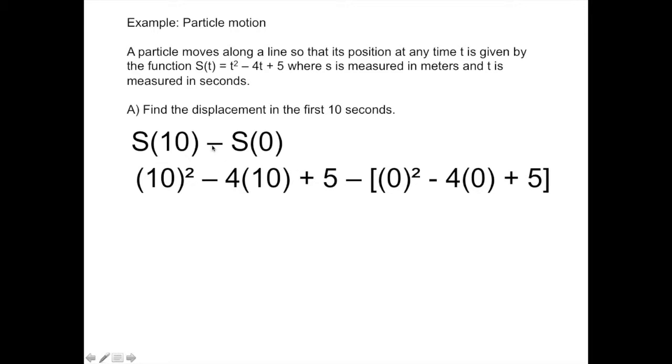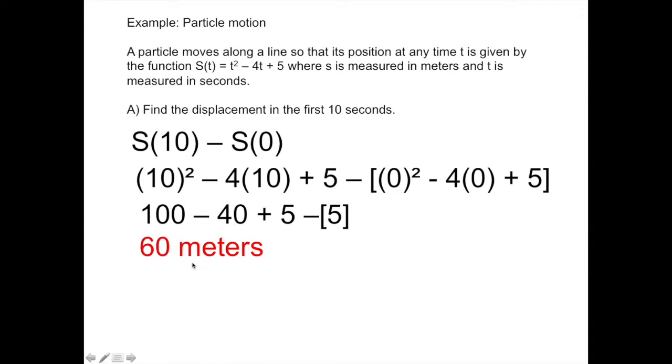So when we plug 10 into the position function, we get 10 squared minus 4 times 10 plus 5. When we plug 0 into the position function, we get 0 squared minus 4 times 0 plus 5. And when we do that math, this is going to be 65, and this is going to be 5. So we're going to get 65 minus 5, which is 60 meters. So our displacement in the first 10 seconds is 60 meters.